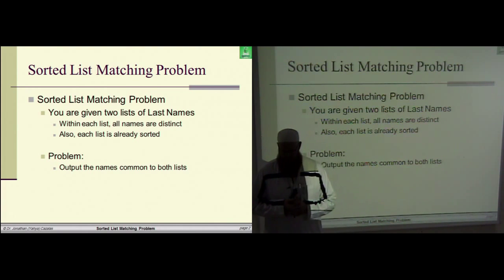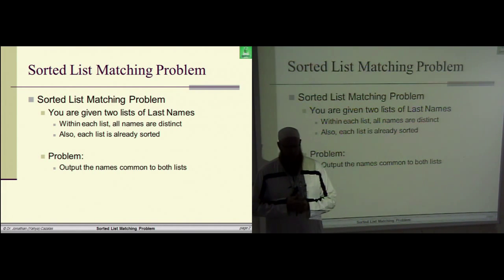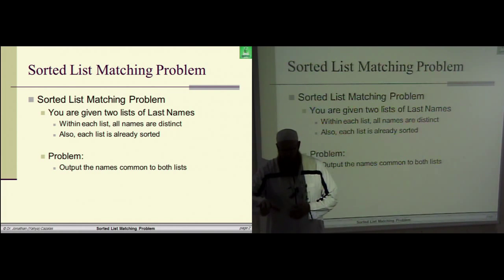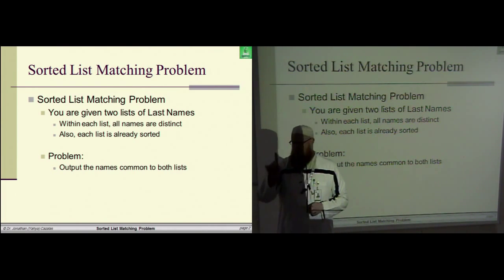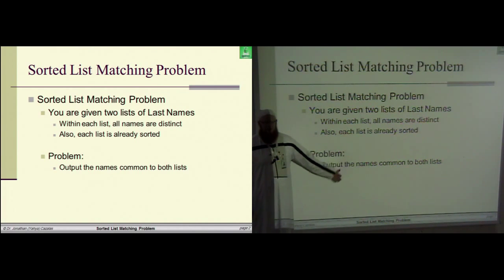What does that mean? Not the same. Within each list, you will not have any duplicates. So if we have Zahrani in this list, you will not have Zahrani again in this list. Only one time maximum. Now, maybe Zahrani's in both lists, but in one list you will find the name only one time, maximum. The problem is we want to print the names that are the same between these two lists.